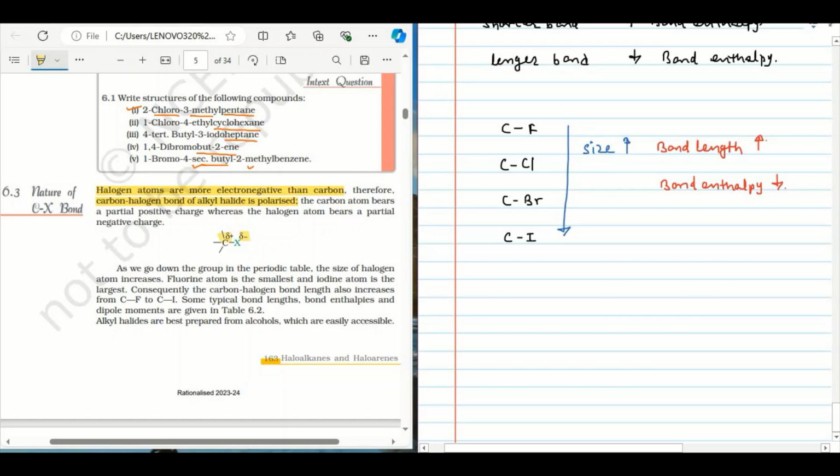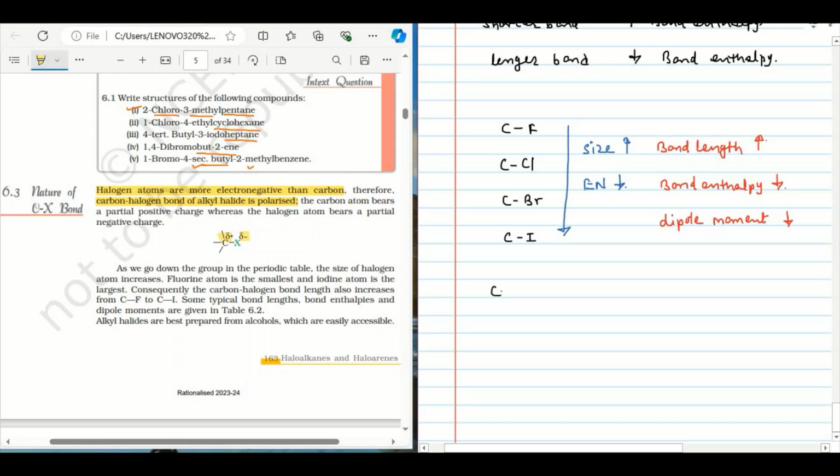And we discussed earlier that when you go down in a group, electronegativity decreases as the size of atom increases. You can write here electronegativity decreases. As electronegativity decreases, the pull of electron will be less in case of iodine and the pull of electron will be more in case of fluorine. So the dipole moment will decrease. Dipole moment will decrease when you compare between carbon fluorine, carbon chlorine, carbon bromine and carbon iodine.